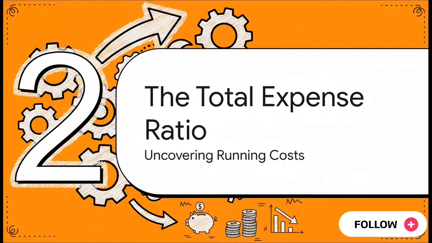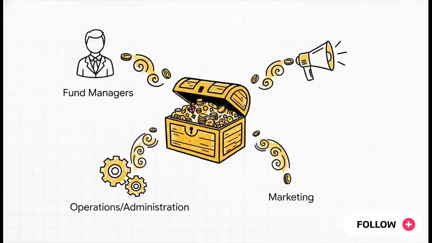Okay, so we've got the NAV down, but if you were paying close attention to that last calculation, you might have noticed that little line item for fees. Well, let's zoom in on that, because every fund has running costs. And in the world of mutual funds, these costs are all wrapped up in one number, the total expense ratio, or TER.